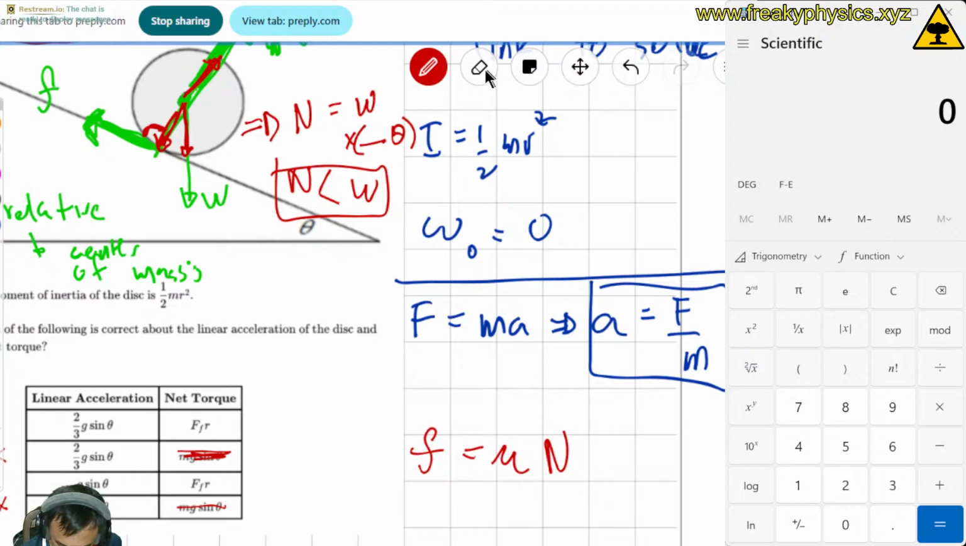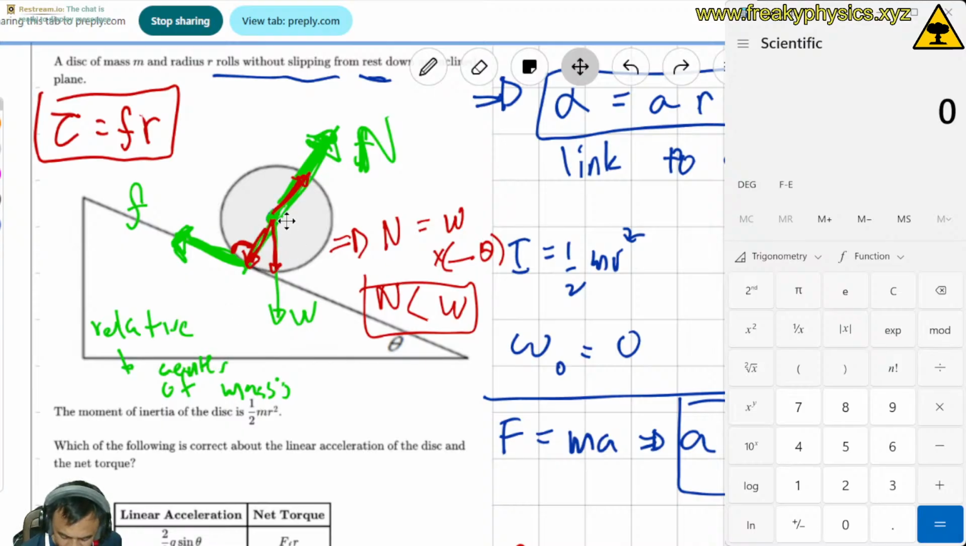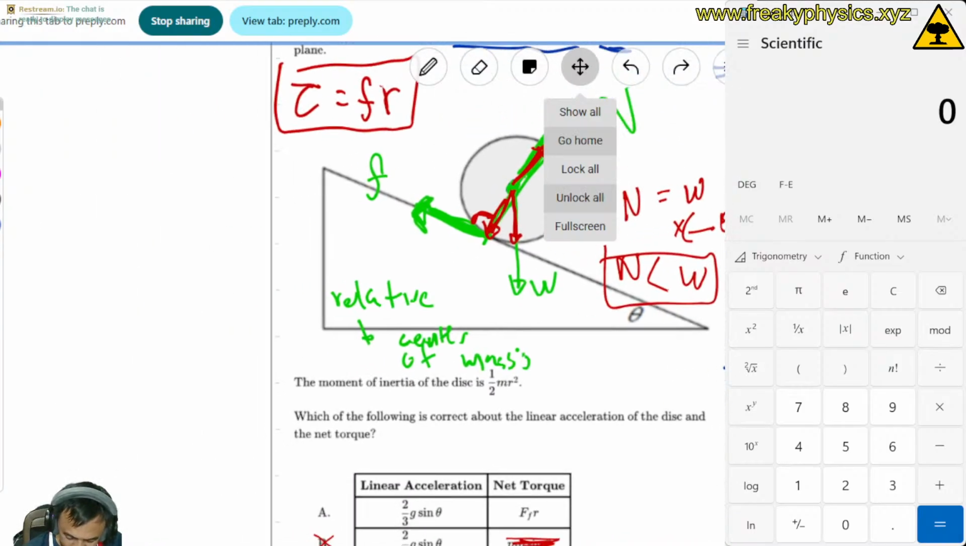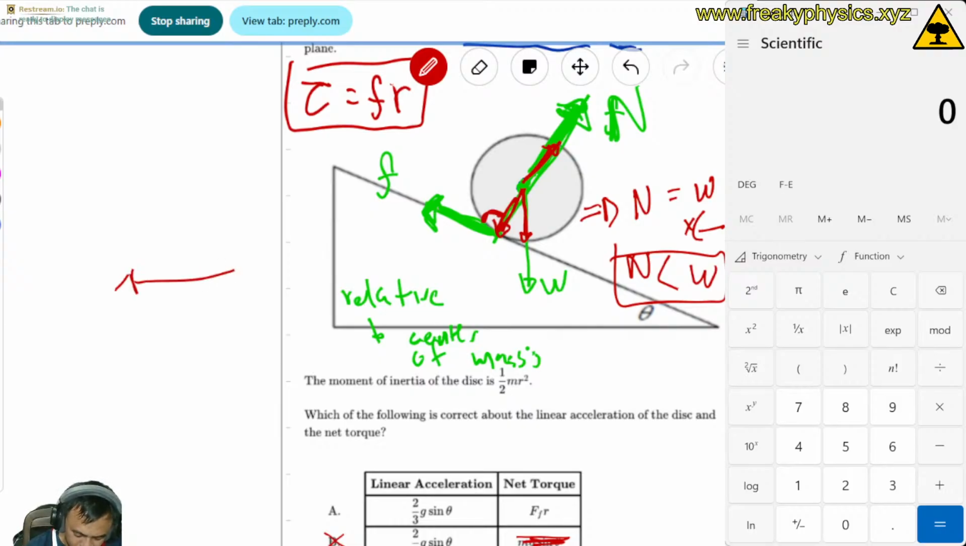Wait, why is n less than w? Isn't w split into components? Yes, that's correct. So what's happening here is the w. Let's do a rotation here to make it easier to see. So we're going to rotate it a bit, right? I'm going to make the f still point to the left in this case. Okay, so that's the f, and that's our n, right? From our drawings, w must be going this way. And therefore this is our theta here.